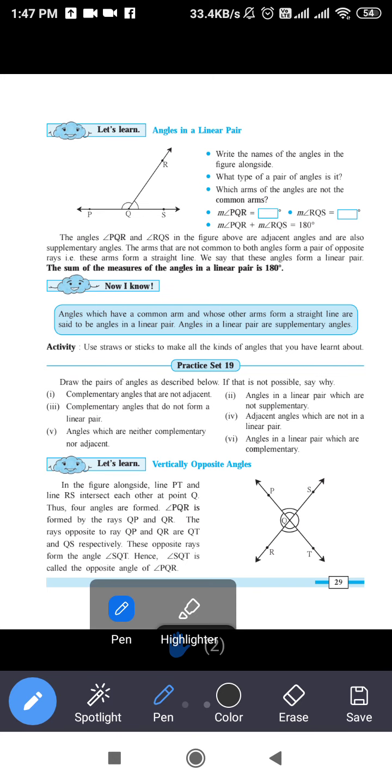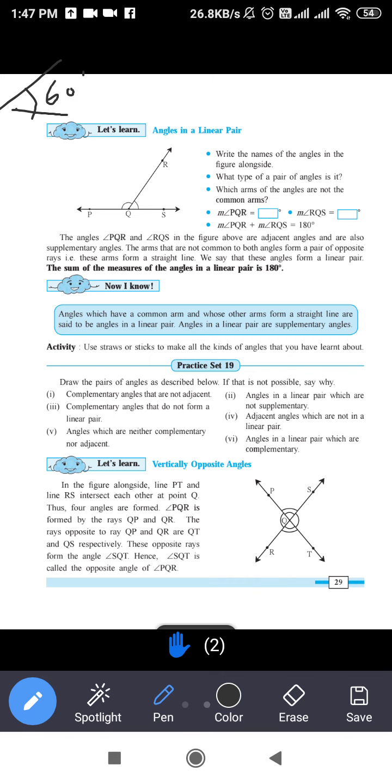Like this. Complementary means what? Angles of 90 degrees, meaning the sum of both should be 90 degrees. Okay, so suppose you can draw two angles like this, right? Like this. So the measurement of one is, suppose, 60 degrees and another one is of 30 degrees, like this. Okay, the total of both should be 90, but they should not be adjacent. They should not be adjacent, meaning there should be no common arm between them. You have to draw them separately.